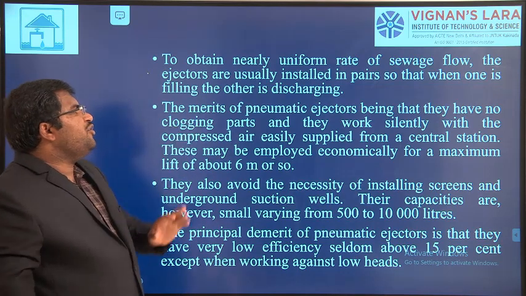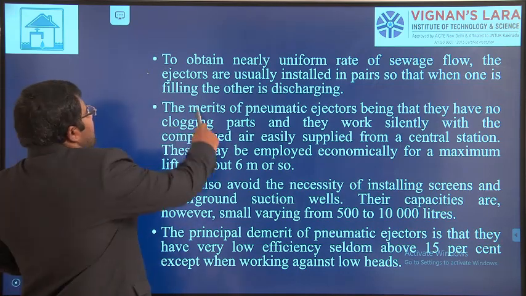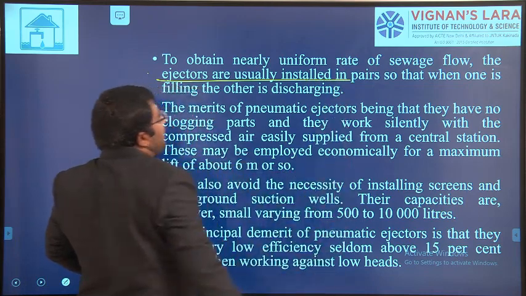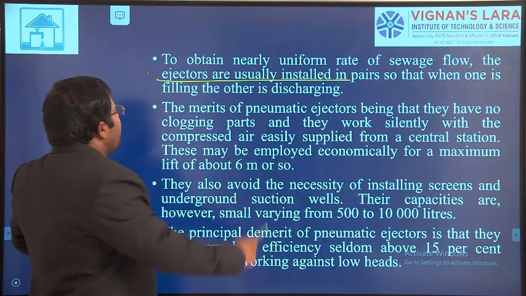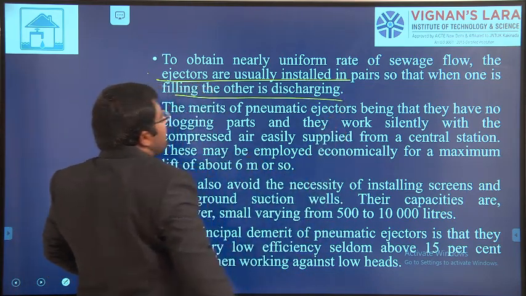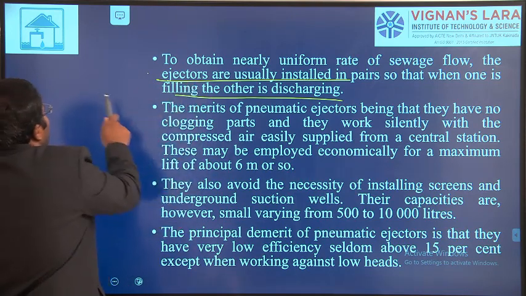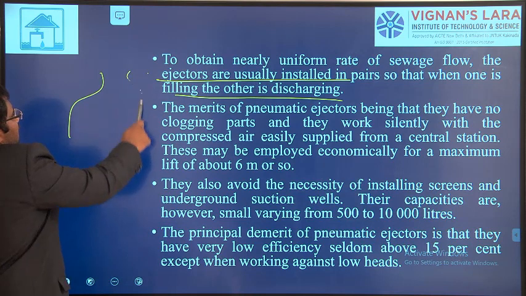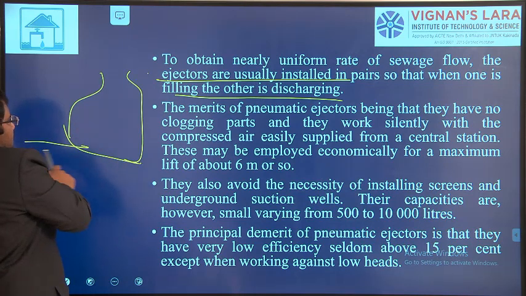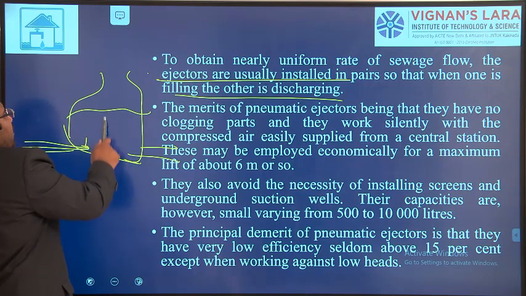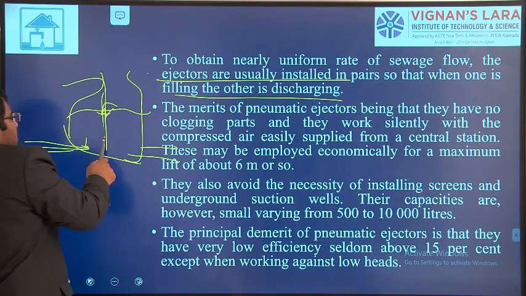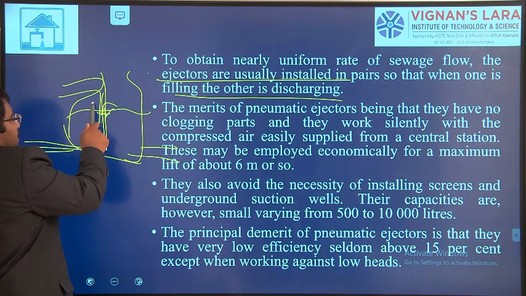To obtain a nearly uniform rate of sewage flow, the ejectors are usually installed in pairs, so that when one is filling, the other is discharging. If you want to do this, here we have only one chamber, one inside, one outside. Once it is filled, it will take time to rise. Then it has to pump and close. The compressor has to come, and this will be open. So this will take some time.